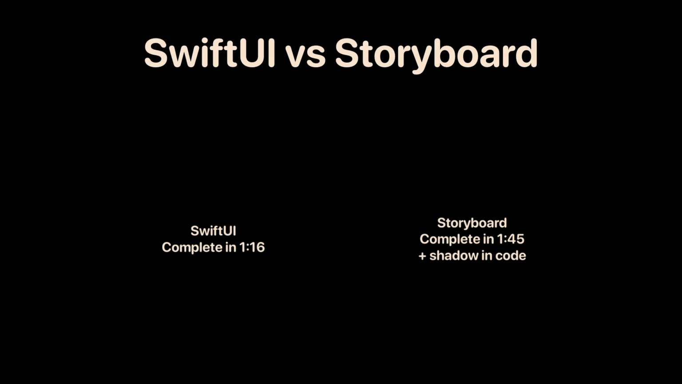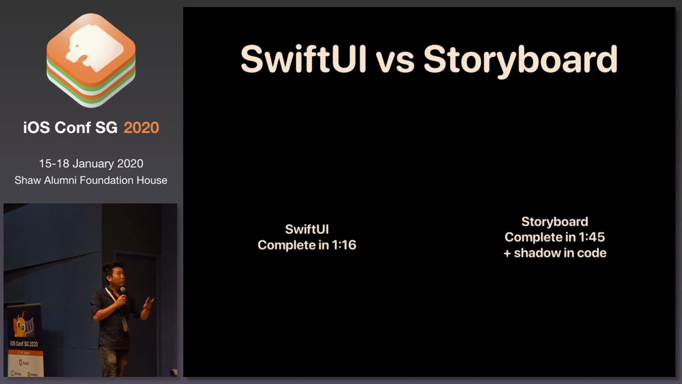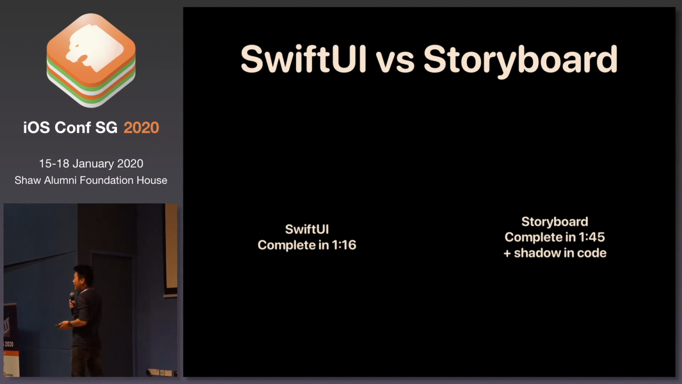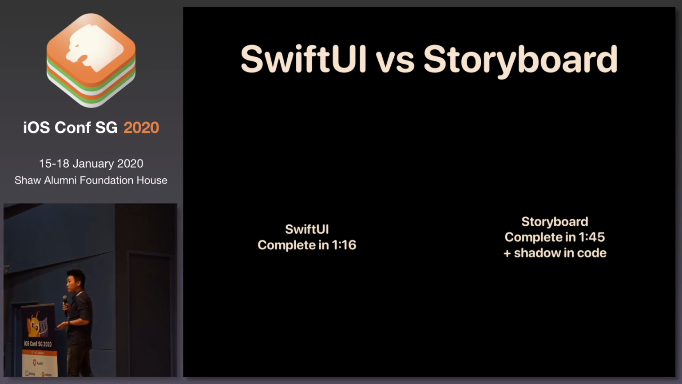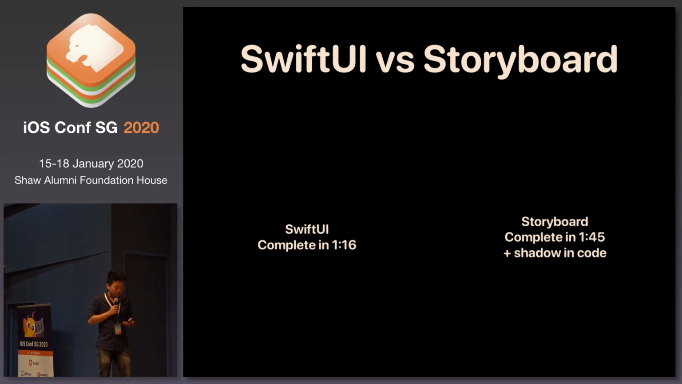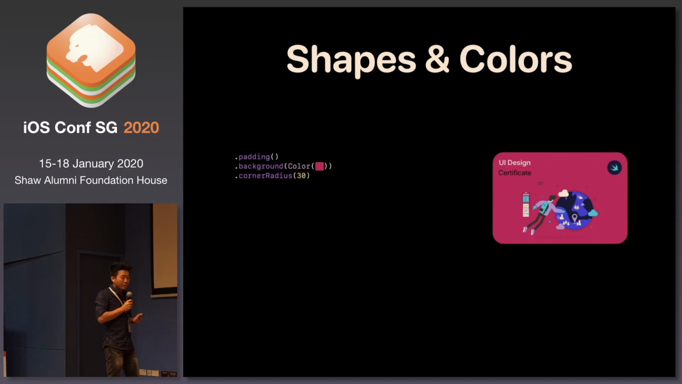So you can see 1 minute 15 and the other one 1:45 without setting the shadow. So it's safe to say SwiftUI is at least 50% faster than doing the same layout in storyboard, and I'm only scratching the surface. All right, so let's talk about the basics.